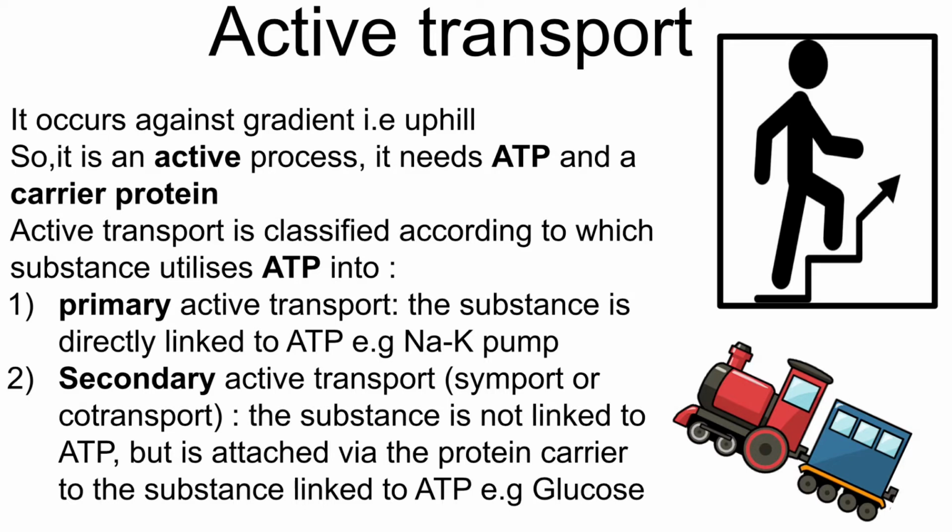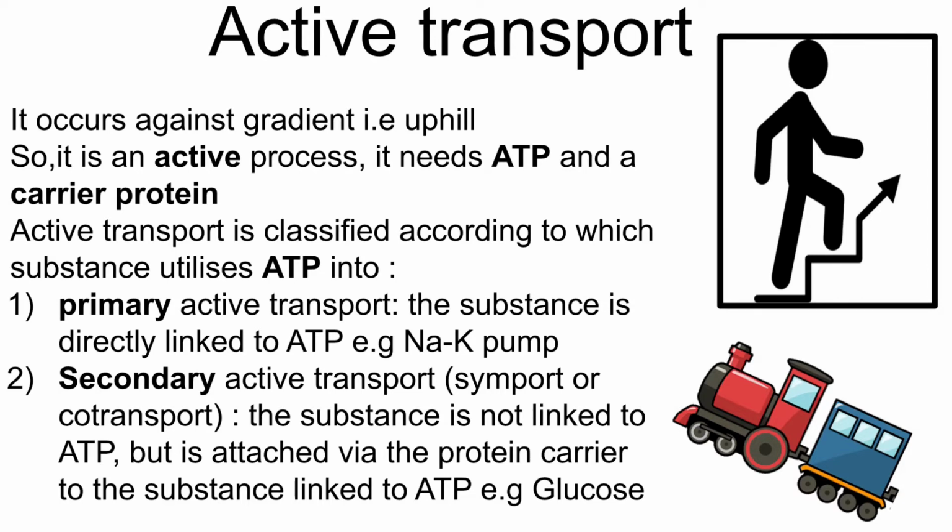Primary active transport, in which the substance is directly linked to ATP, for example, sodium-potassium pump. Secondary active transport, also known as symport or co-transport. The substance is not linked to ATP but is attached via the protein carrier to the substance linked to ATP, for example, glucose. Notice that sym means connected and co means with.